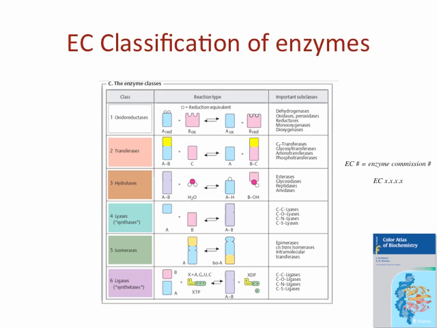And then finally, there are the ligases that bind together two molecules, A and B in this case, and use a cofactor, often an energy-containing cofactor like ATP, to glue two molecules together. So these are the basic six types of reactions catalyzed by enzymes, and these six types are the basis for the first digit in the EC number.